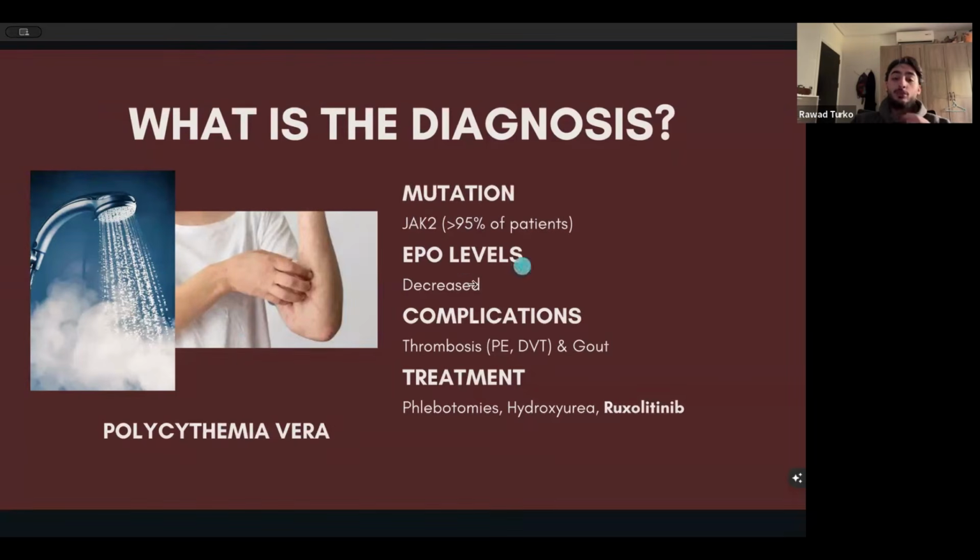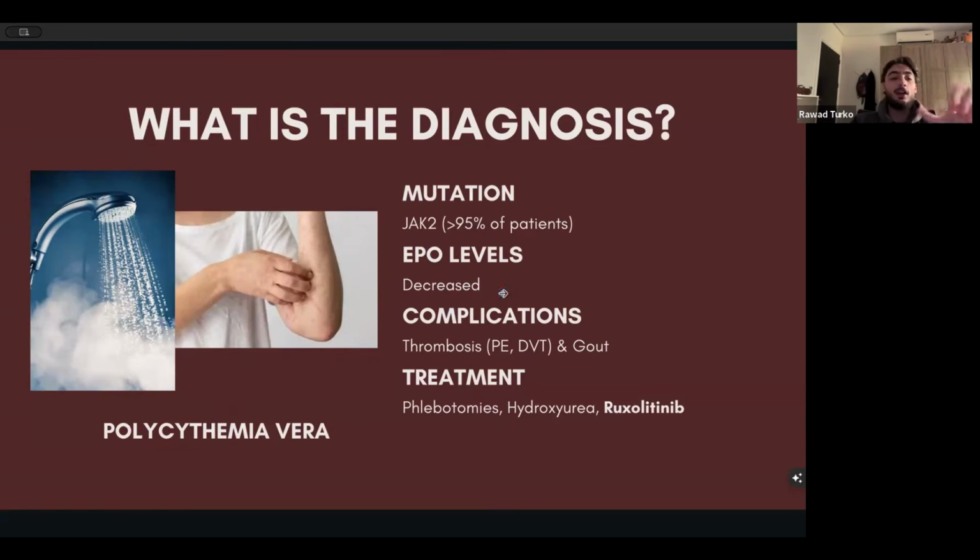The erythropoietin levels would be decreased, okay? And that's because the primary defect here is in the red blood cells themselves. So the problem isn't increased erythropoietin. This would be a secondary polycythemia. But polycythemia vera refers to a primary defect in the red blood cells.